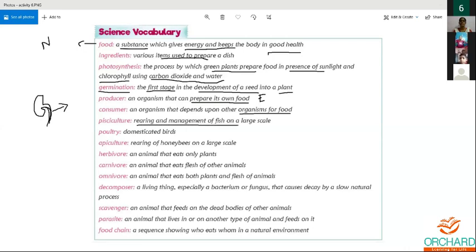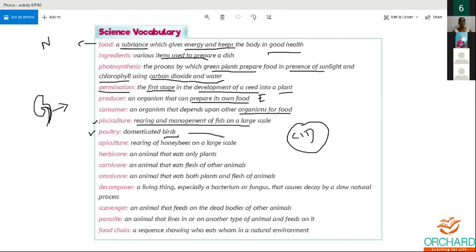Okay, so pisciculture is rearing and management of fish on a very large scale, while apiculture is rearing and management of honey bees on a very large scale. So that's the difference between pisciculture and apiculture. So next one is poultry. Poultry is nothing but domesticated birds which will be kept in an area. You call them poultry. Okay, so chicken, ducks, ducklings, everything will be kept in one area. So you call them poultry.